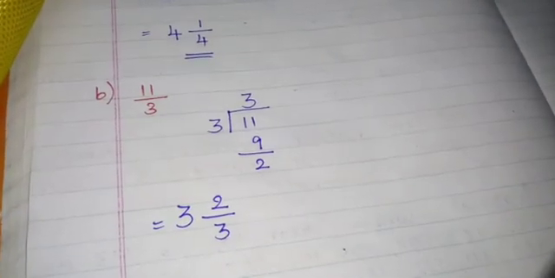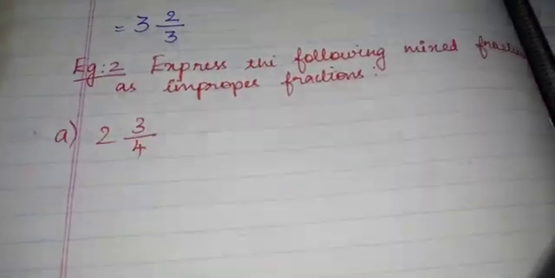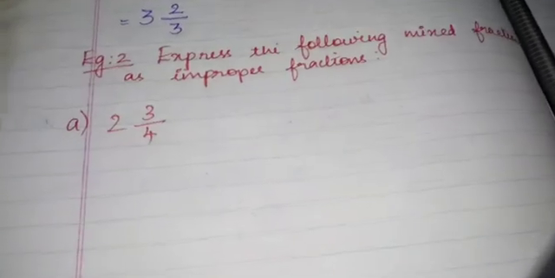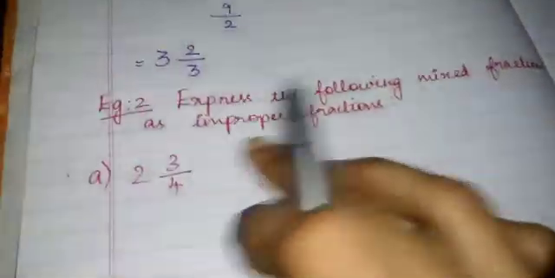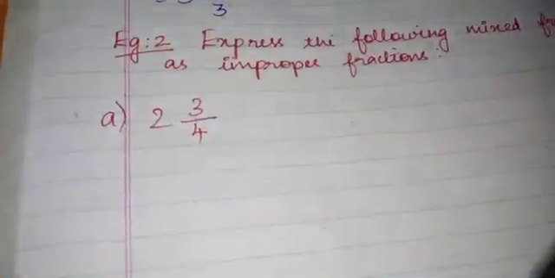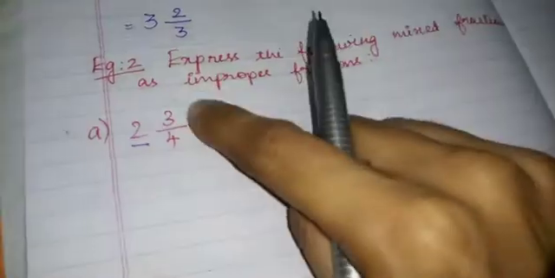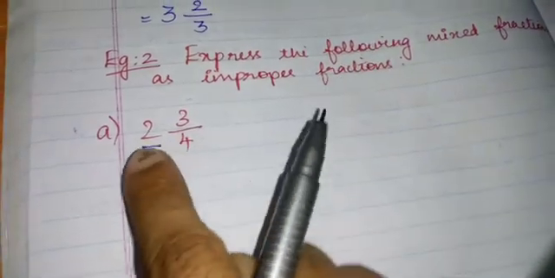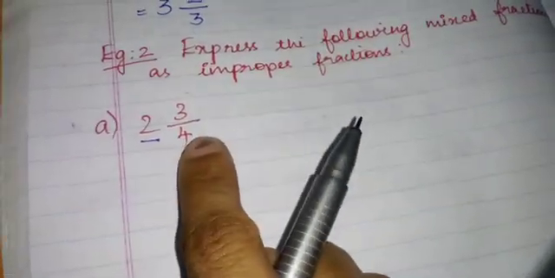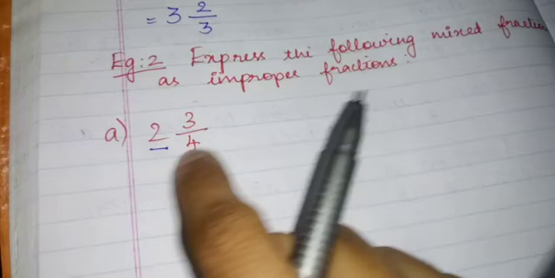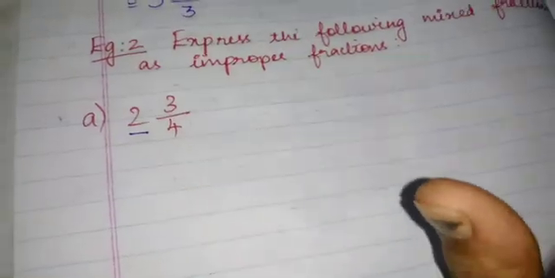Okay. On the next page you will have example number 2. Express the following mixed fractions as improper fractions. So we are going to express this. This is actually a mixed fraction, right? Because it has a whole part and a proper fraction. Proper fraction means what? The numerator will be less than the denominator. So it has a whole part and a proper fraction. So we have to convert this mixed fraction into an improper fraction.